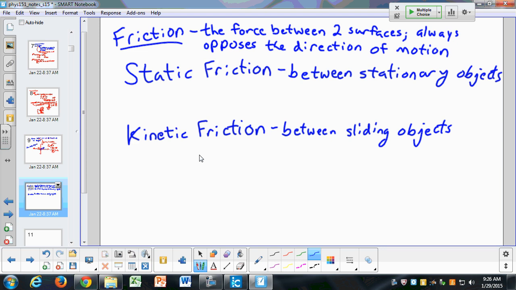One more thing about friction, then we'll return to static and kinetic friction. Friction increases when the normal force increases.